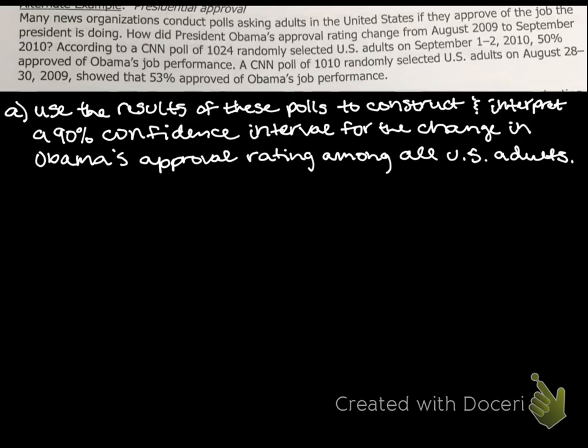Okay, so state, plan, do, conclude. That's what we're going to do. State. We want to estimate P 2010 minus P 2009. All right, two things here. First, it's P1 minus P2 because we're doing the change. We're doing a difference. Notice it's P of 2010 and P of 2009. You can do it like that, or you can call them P1 and P2. As long as you define what you're using, it doesn't matter how you write them.